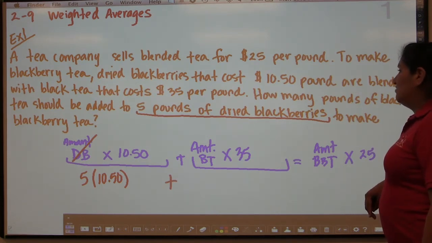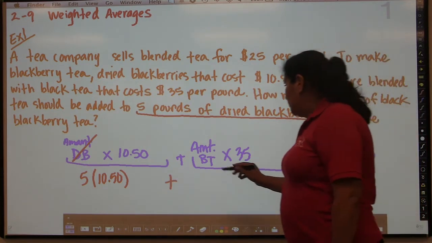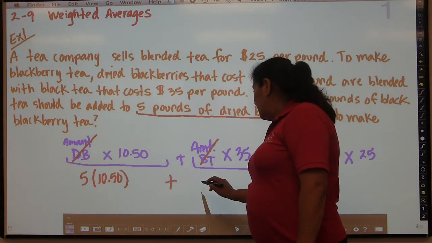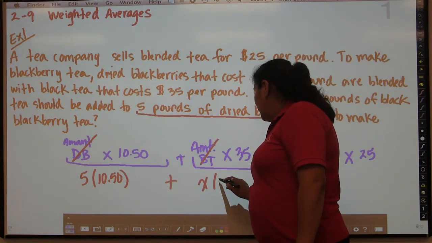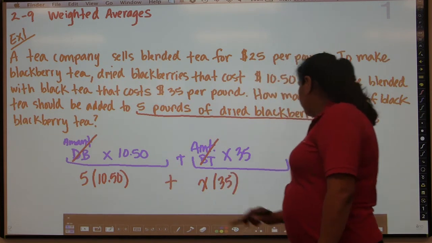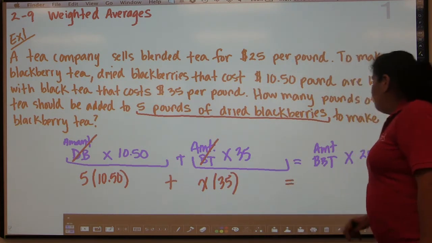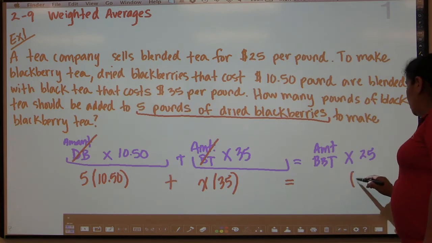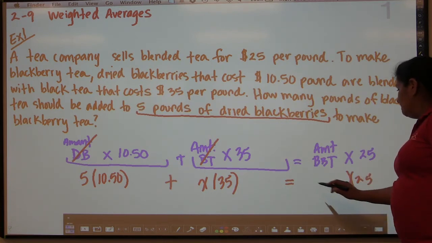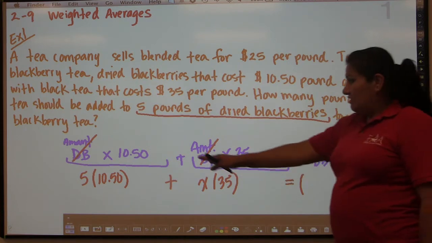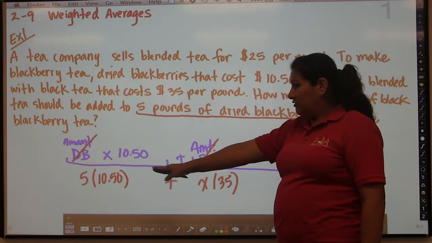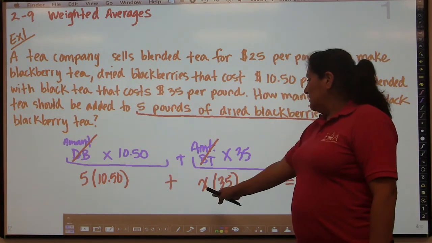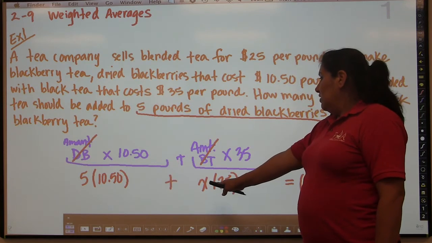So how many pounds of black tea? We don't know how many pounds of black tea. So the amount of black tea is going to be X times 35, and then equals the amount of blackberry tea times 25. Okay, so what is the amount of blackberry tea? Well, it's going to be the 5 pounds that we already have of dried blackberries plus the X amount of black tea.